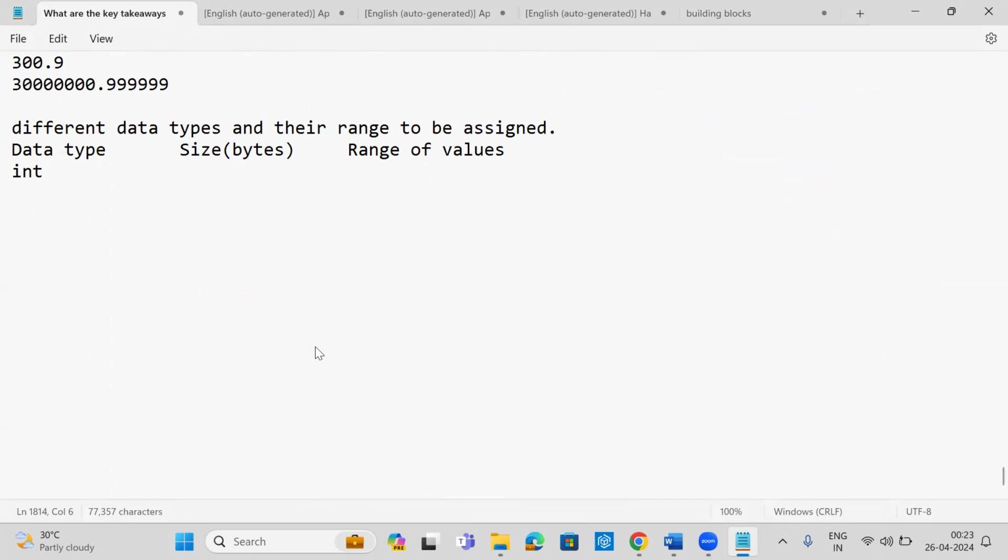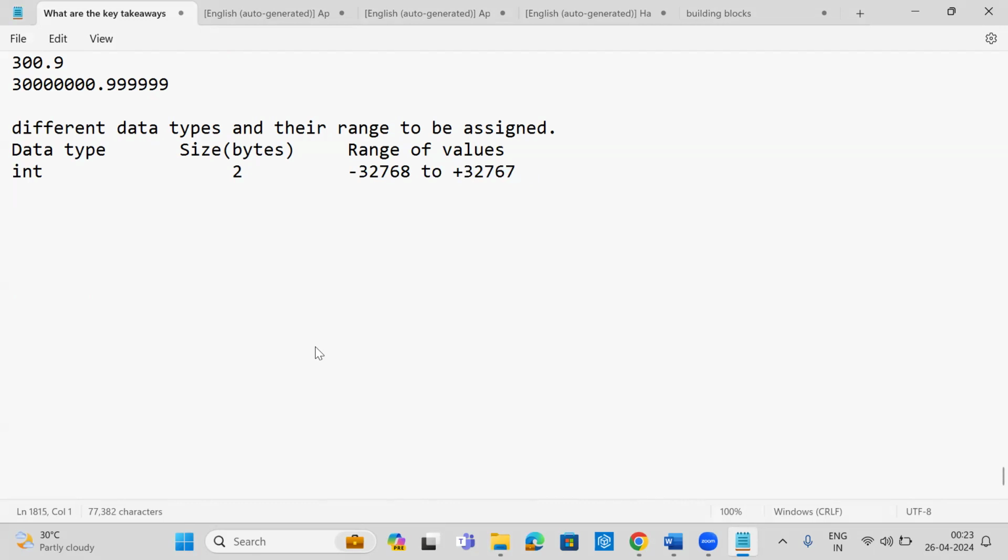Integer is always 2 bytes, okay? And what is the range of values that we can store for an integer in the computer memory? The range is minus 32,768 to 32,767. Okay, this is a positive value. So this is the range of an integer that can be stored in memory.